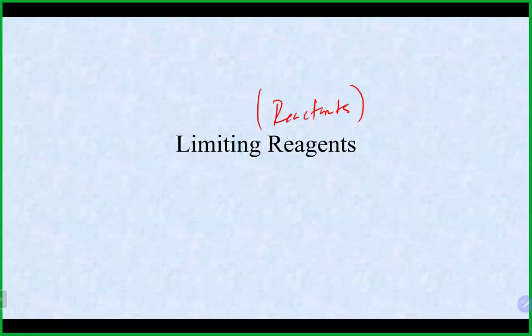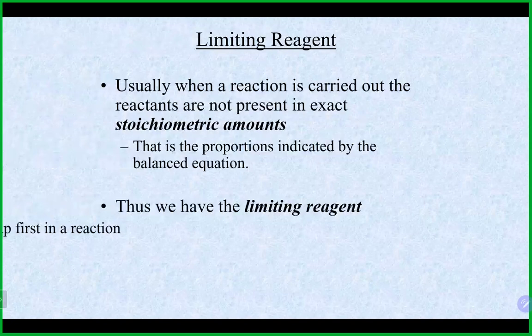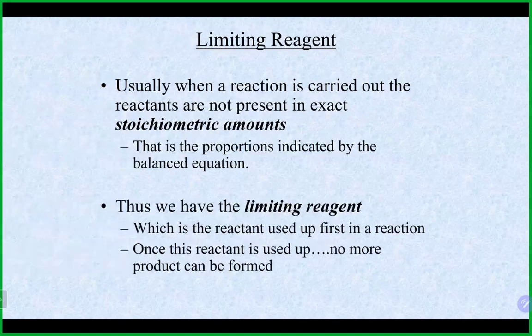Basically, the idea behind limiting reagents is no matter what you do in a normal chemical reaction, there's always going to be one reactant that pretty much gets used up first. And then you'll also usually have a reactant that you've got plenty of, and you'll still have some of it left over when the reaction is done. So that reactant that gets used up first is what is known as the limiting reagent.